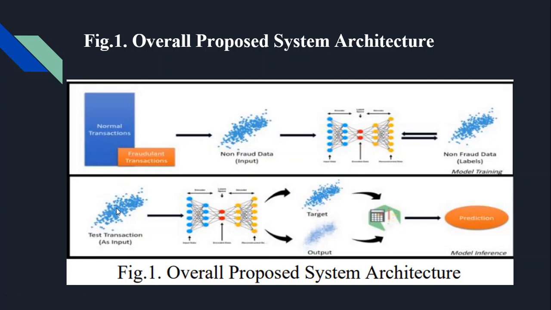One is the processed data set and the other is a test transaction input I'm taking. From the test transaction, again I'm pushing it into the algorithm so that I get the target and the output. The target inputs are what the non-fraud data coming from the architecture, and the output includes what is the actual data we are seeing.